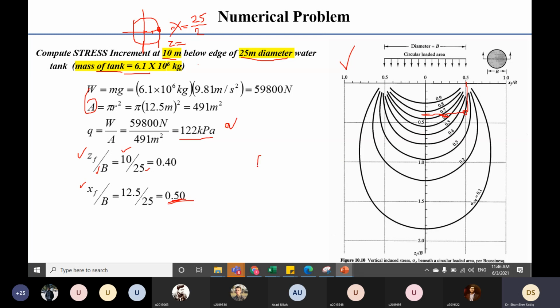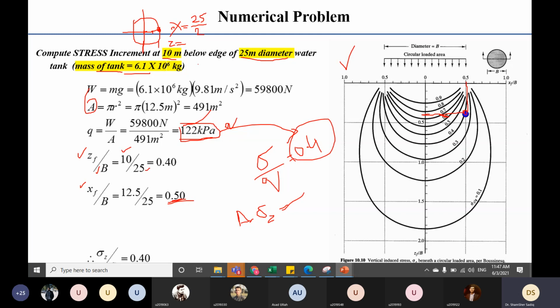Now what is 0.4? Basically it is sigma by Q. Every value that this line on the contour represents is sigma by Q, and that is equal to 0.4. Now you already calculated the weight of the tank, divided by area, and calculated the load per unit area or the stress, which is 122 kPa. If you multiply 0.4 by 122 kPa, you will get the added vertical stress at 10 meter depth due to this oil tank or the water tank, whatever this is.